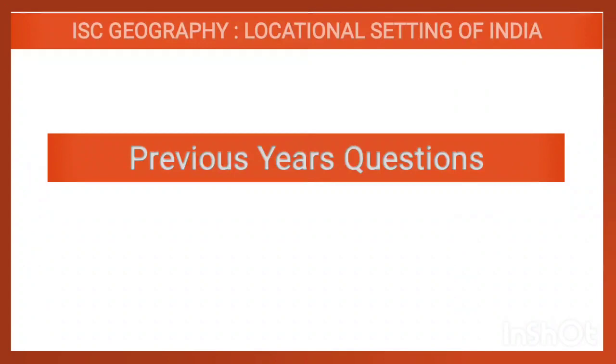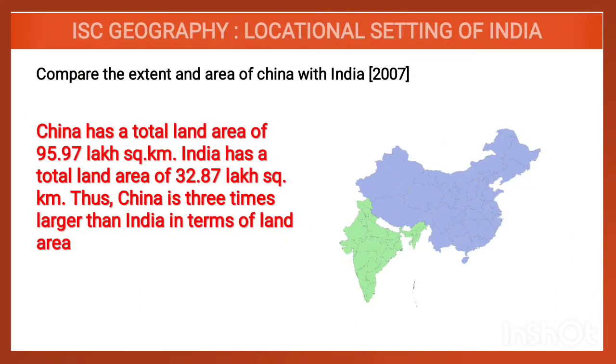Okay, what is the first question? The first question is to compare the extent and area of China with India. You have to compare the area and extension of China. Extension means your latitude and longitude. This is your India and this one is your China. If you see this picture, you can definitely identify that China is larger than India in terms of area, in terms of your latitudes and longitude.